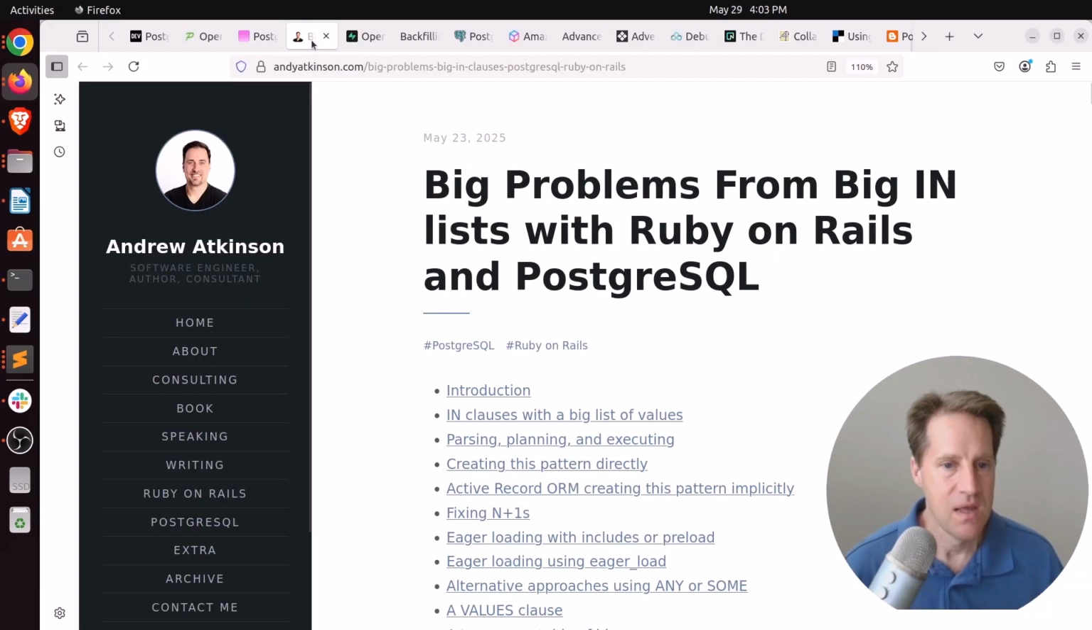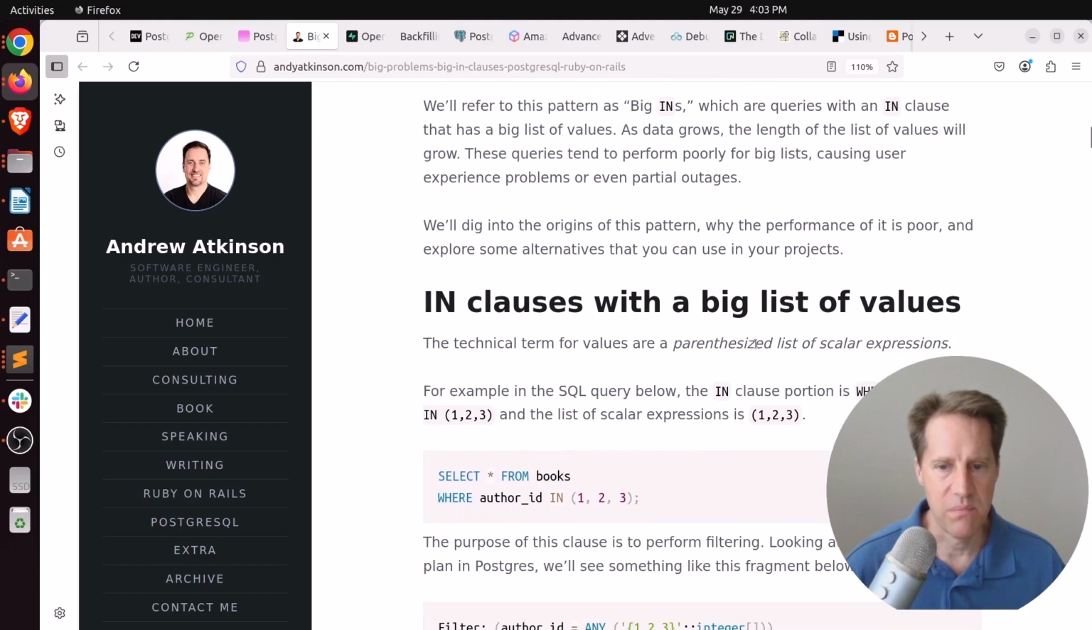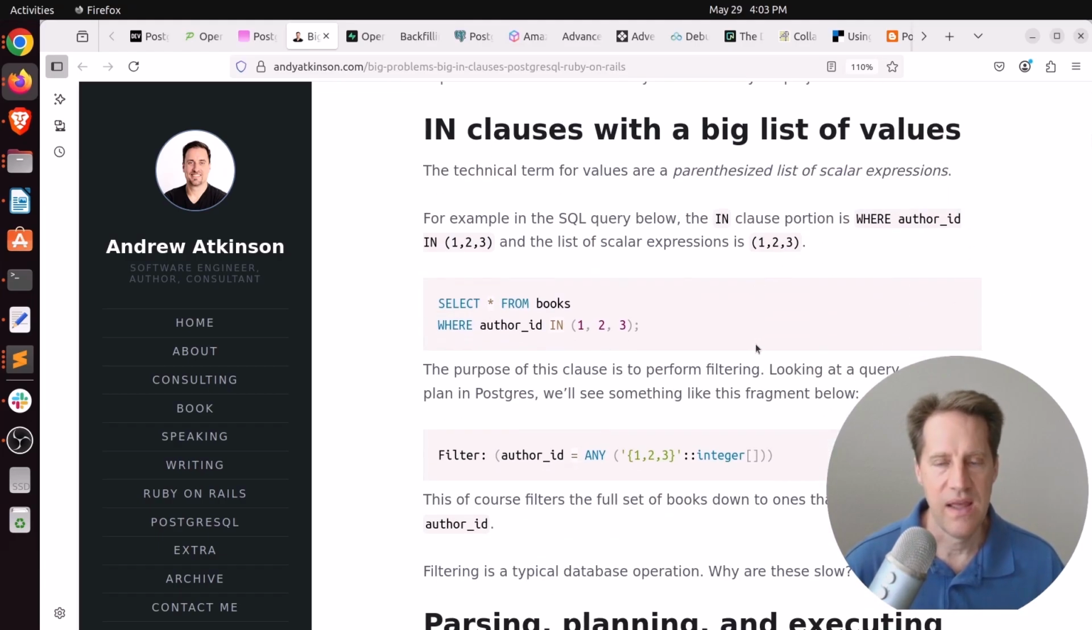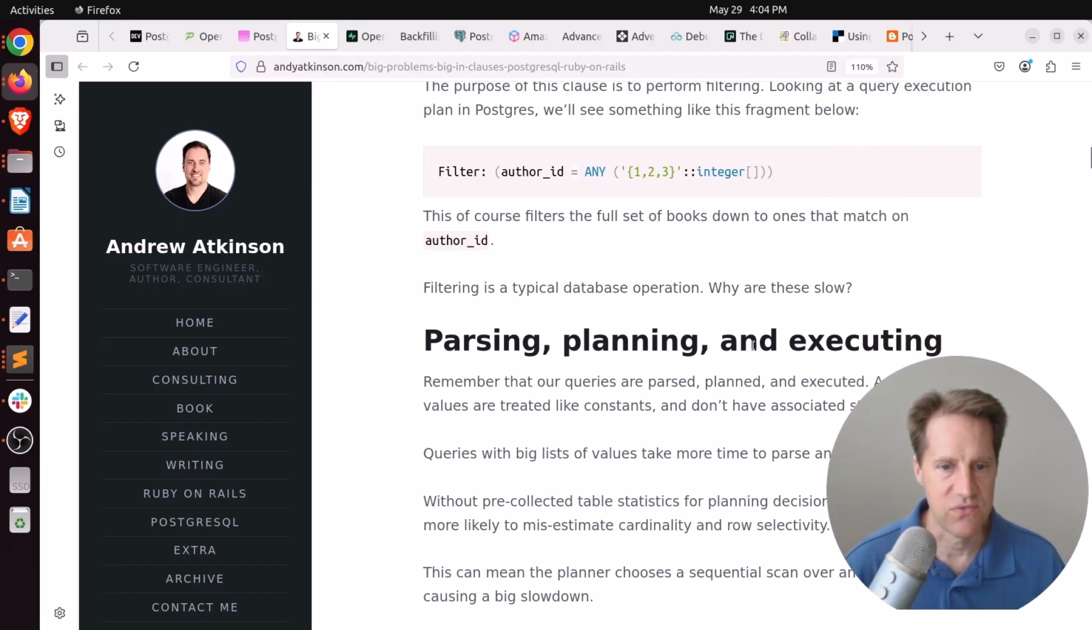Next piece of content, "Big Problems with Big IN Lists with Ruby on Rails and PostgreSQL". This is from andyatkinson.com. And actually, this is not just applicable to Ruby on Rails, but pretty much any framework has the ability to produce these IN lists. But I actually haven't seen big IN lists cause too much of a problem. I mean, they can definitely slow things down in terms of planning and execution, but not that significantly, at least for the clients that I've been exposed to thus far.